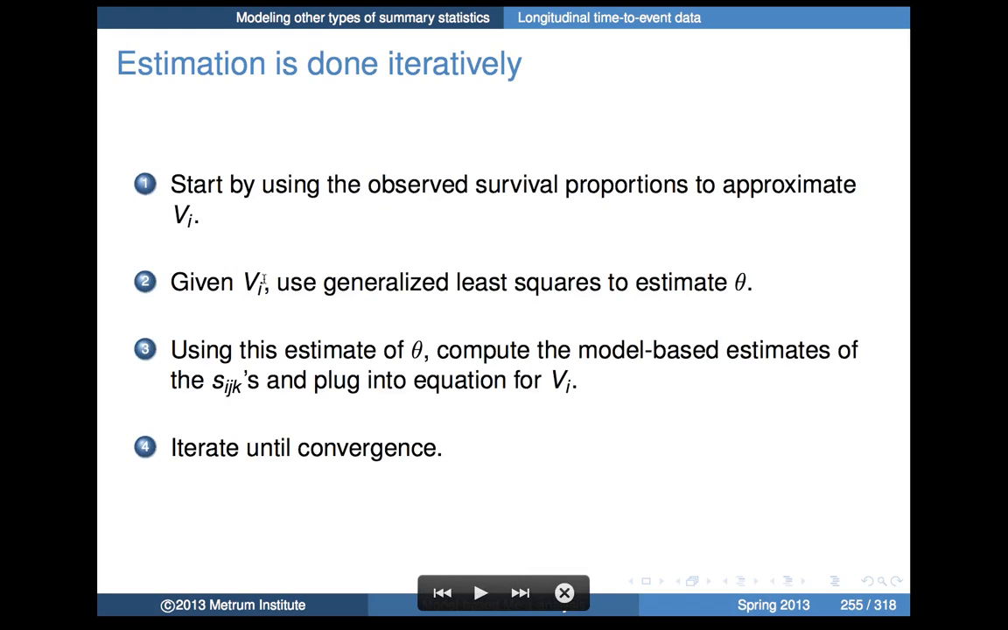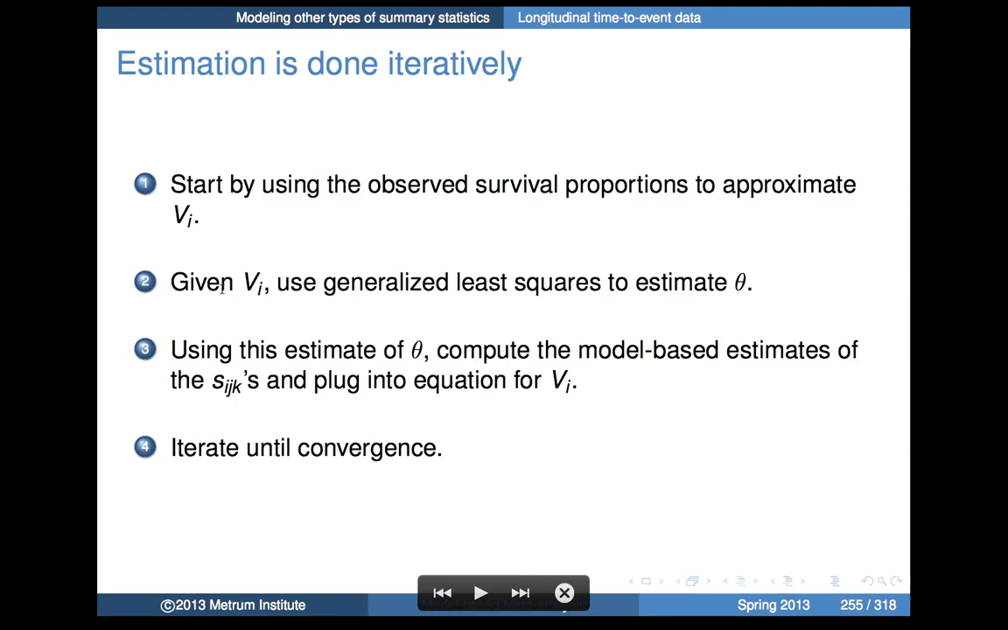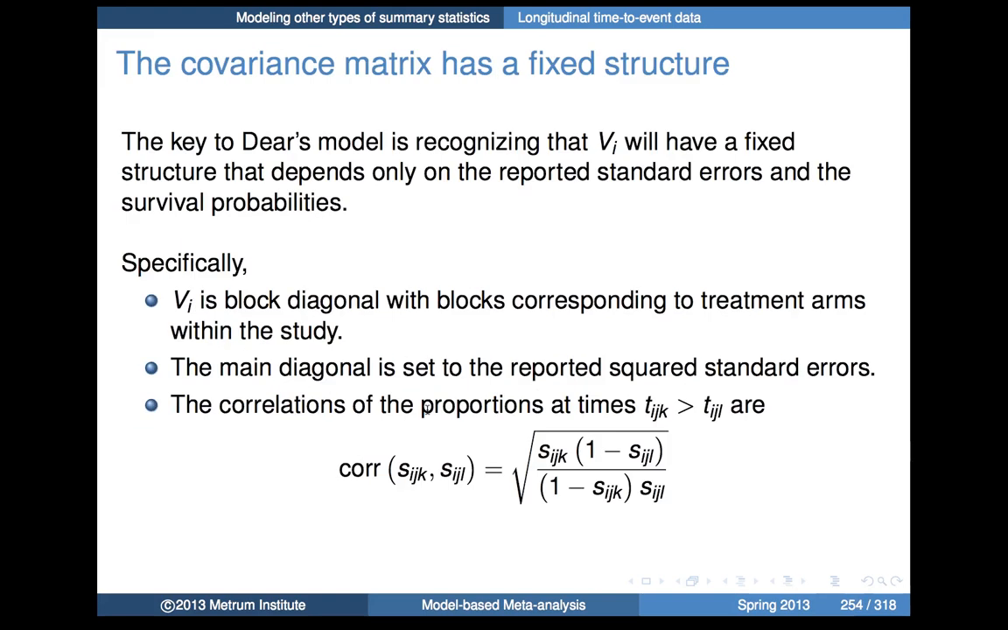And then given those V i, we can use generalized least squares to estimate the theta, which is our covariate effects. And then given that estimate of theta, we can get predicted values of the S's, which we can use to update our correlations, and then update the variance covariance matrix, and then recompute using generalized least squares our estimate of theta, and then iterate that procedure until we get to some convergence on our estimates of the covariate effects. And that's really what his paper talks about.